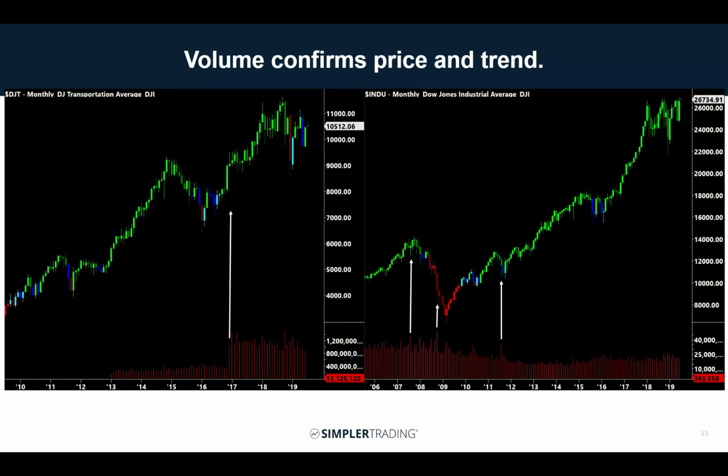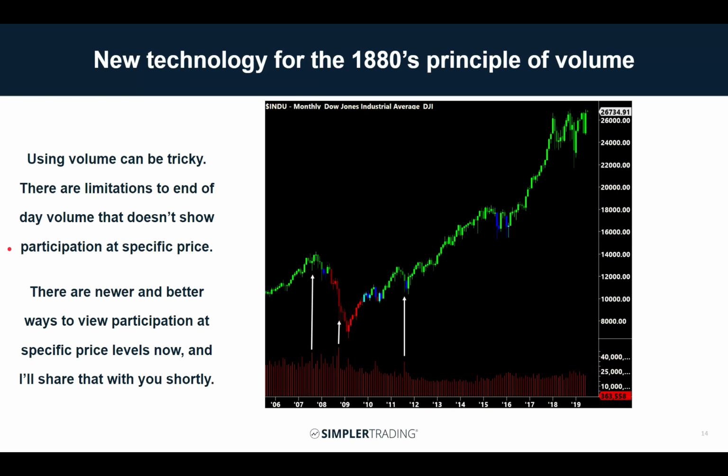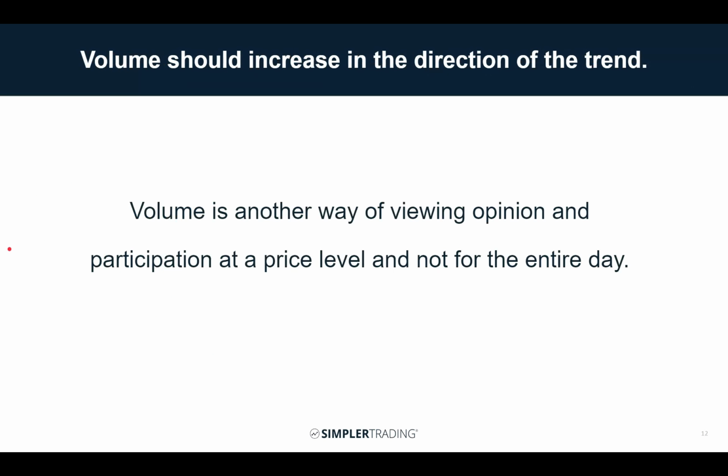Another thing that Dow talked about, and let me see if I can go back. No, let's see. There we go. Not only should the transportation and the industrial average confirm one another, volume should also confirm the movement. Volume should increase in the direction of the trend. Trends are confirmed by volume. Broader equity market trends should be confirmed by the transportation average and the industrial average confirming each other. So a lot of confirmation here, right?